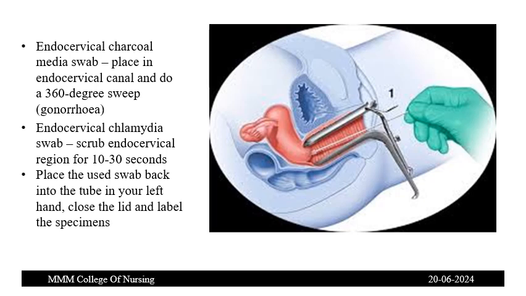As shown in the picture, with the speculum inserted inside, you have to insert the swabs and take the specimens. If you are doing an endocervical swab, you have to place it in the endocervical canal and do a 360-degree sweep in case of suspected gonorrhea. Next is the endocervical chlamydia swab. Scrub the endocervical region for 10 to 30 seconds and then place the used swab back into the tube in your left hand, close the lid and label the specimen. This is how you will take the swab.